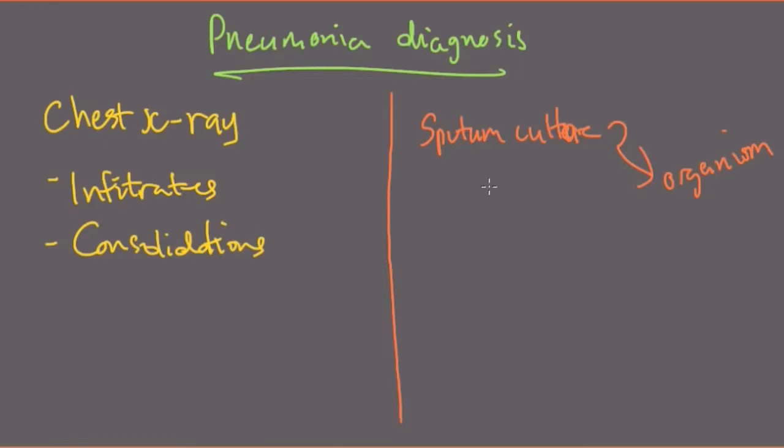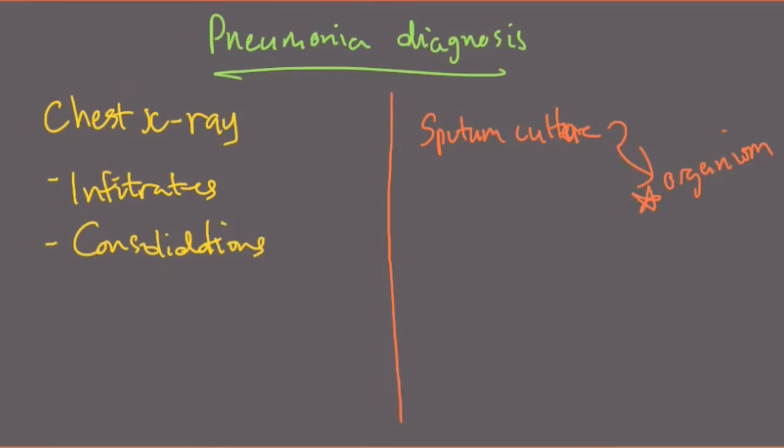That's often sent off to the lab, to microbiology, where it's put on a petri dish and grown out to see what organism it is. And the identification of this organism is important because it can guide our antibiotic therapy as we move into later stages of treatment. And we'll talk about that in the treatment section a little bit.